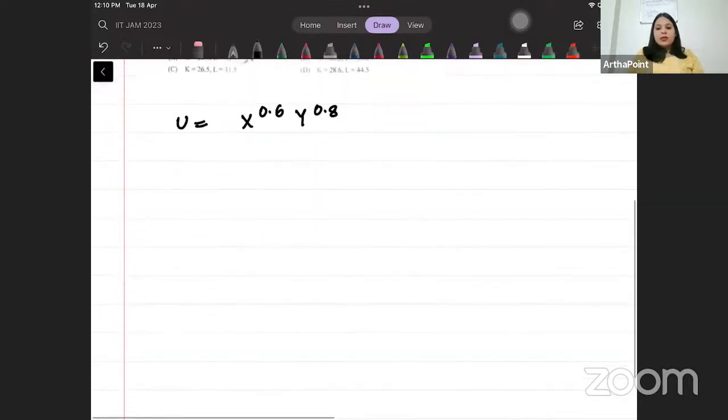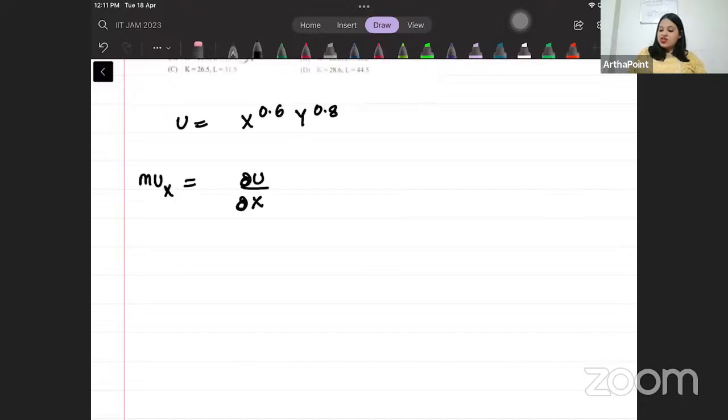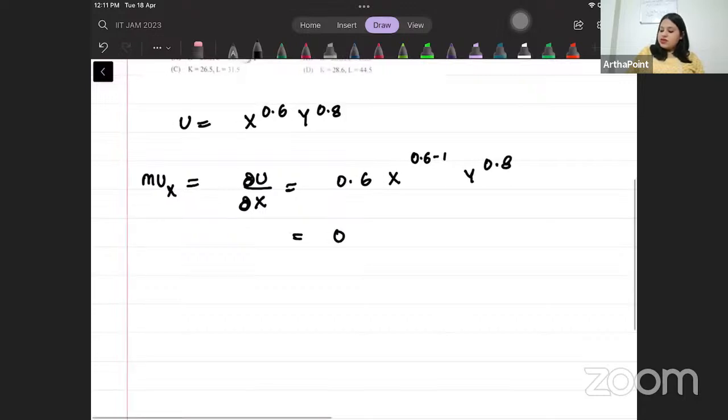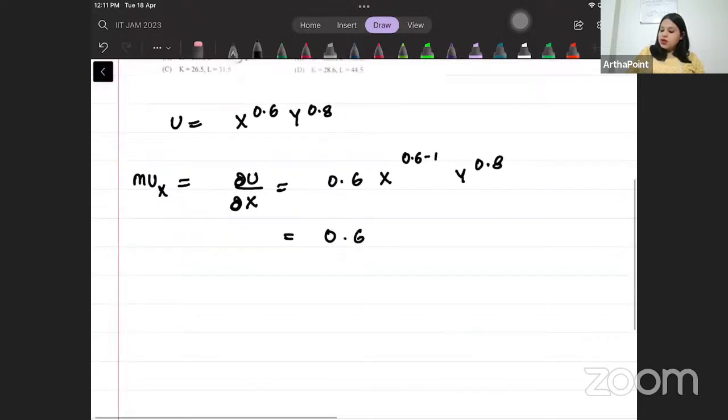So first we have to find marginal utility, only then we can see if it is diminishing or not. So in order to do that, find marginal utility of x. This will be how utility changes as x changes. If you differentiate this with respect to x, you will get 0.6 x to the power minus 0.4 y to the power 0.8. This is marginal utility of x.